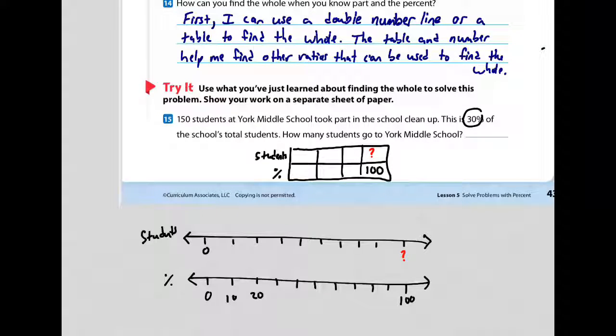So you can copy one of those if you want to get started, but choose one of those methods. Answer 15, pause it. As soon as you're done, restart the video to see how you did. Go.